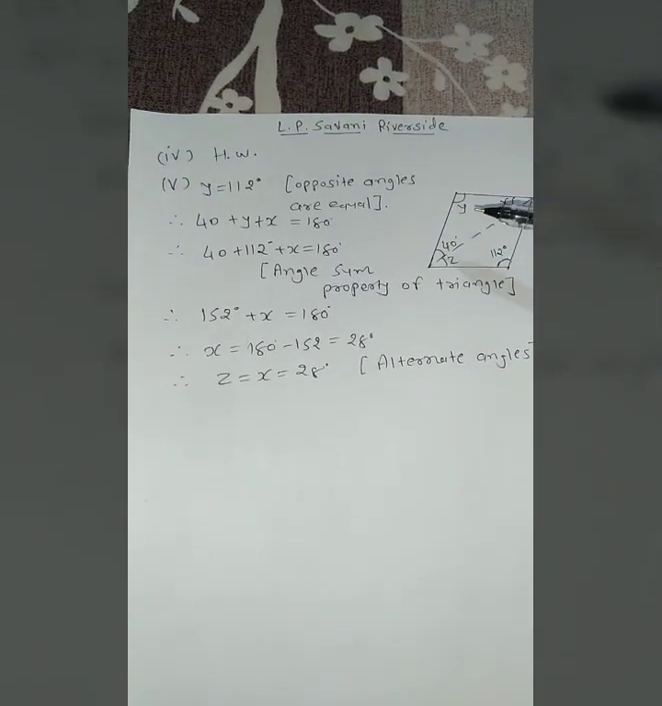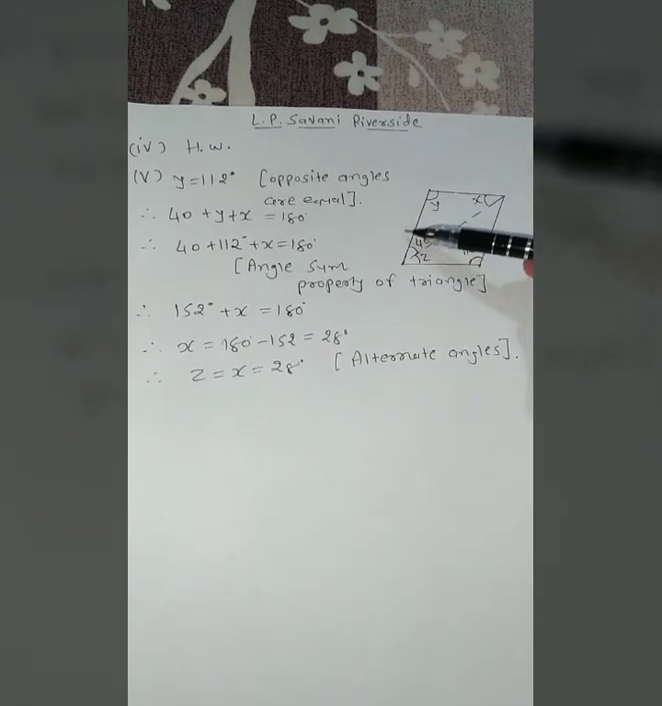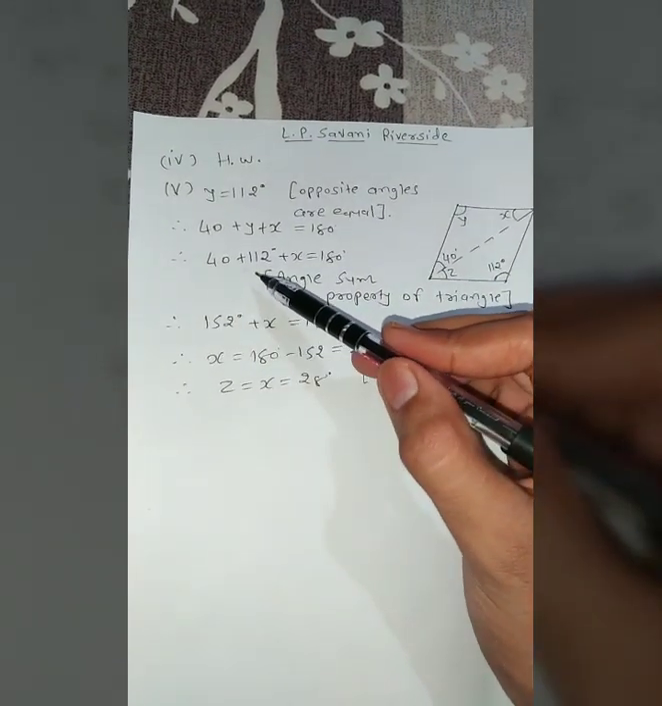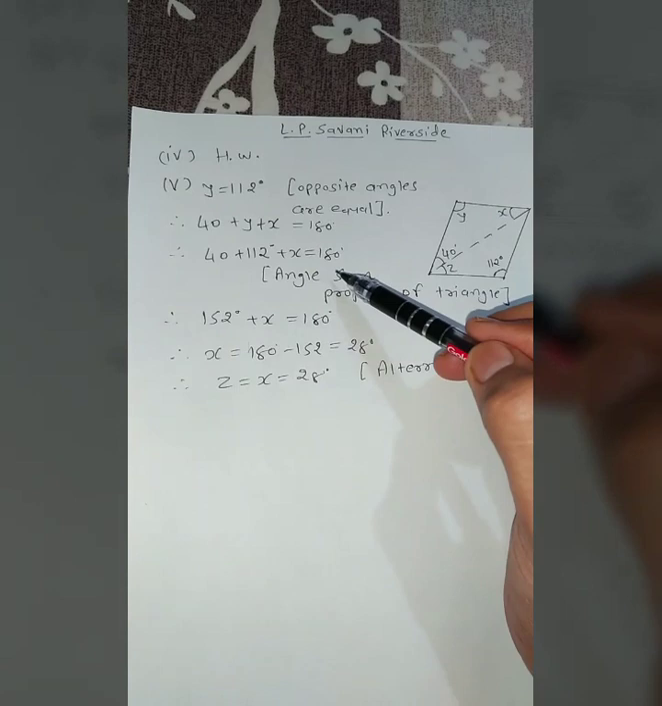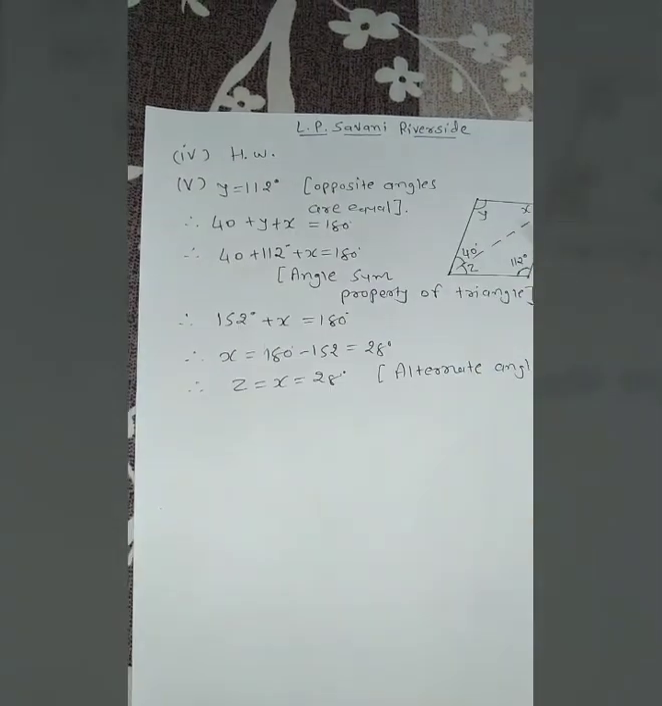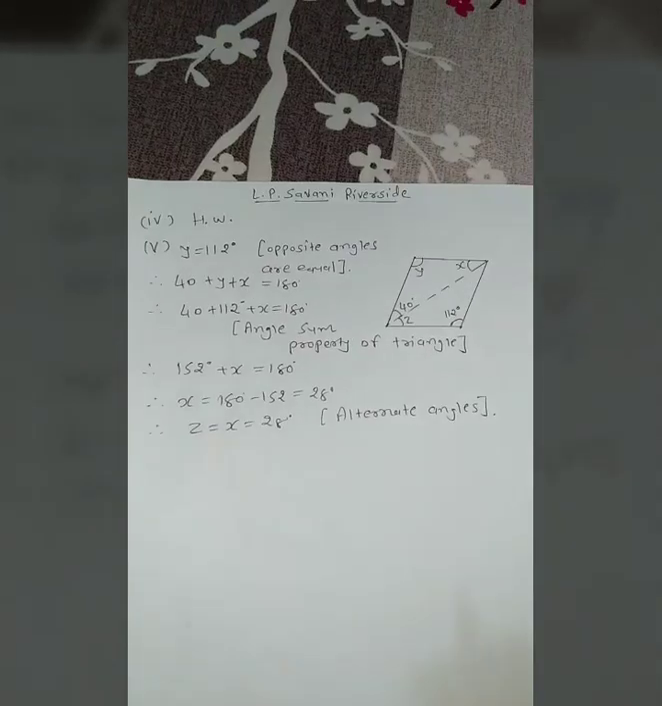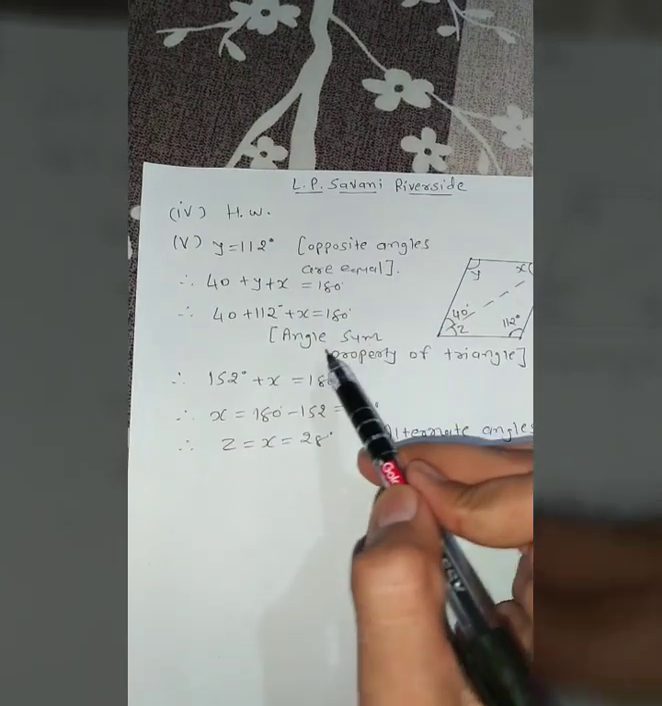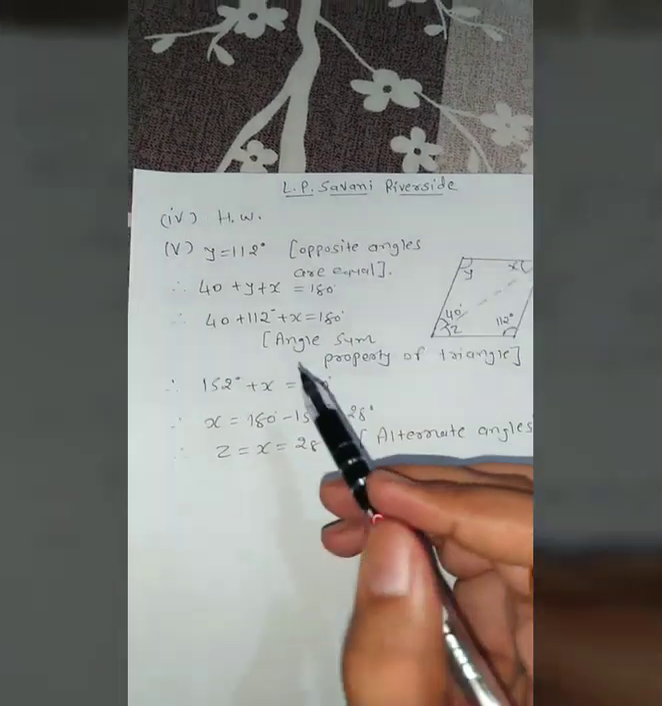So you can see that y is equal to 112, and here the angles 40, x and y are the angles of the triangle. So by the angle sum of this triangle, x plus y plus 40 is equal to 180. And next, 40 plus 112 plus x is equal to 180. Here we found that y is equal to 112. Then next, 40 plus 112, this is the angle sum property I use in this equation, nothing else.